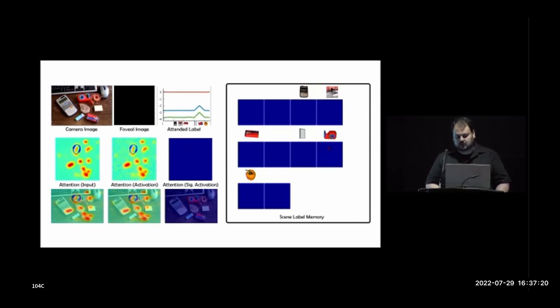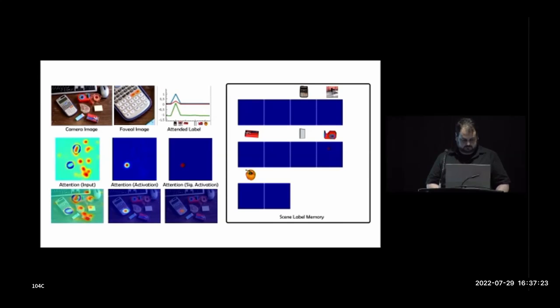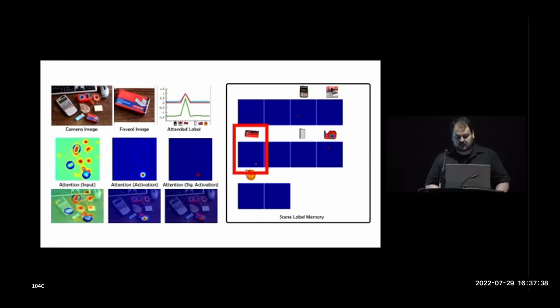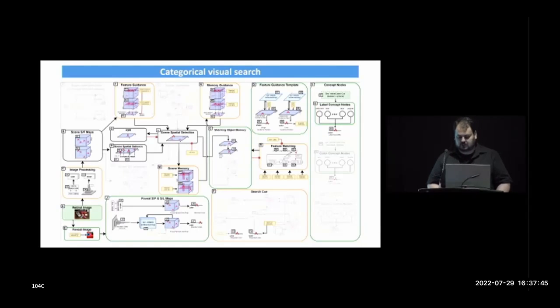Then a new salient location is attentionally selected and committed to memory. And the process is repeated until there are no more salient locations left. This scene memory can be used to guide visual search or as the basis for other cognitive operations like scene reasoning. The next cognitive operation is visual search for categorically defined target objects in natural scenes.